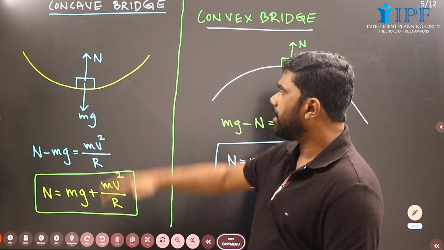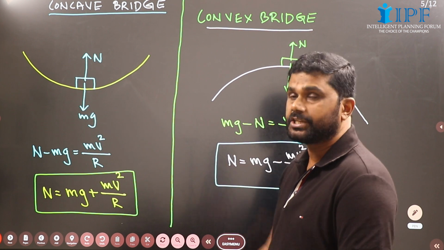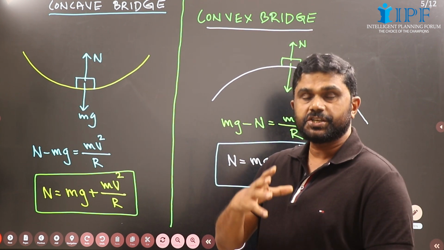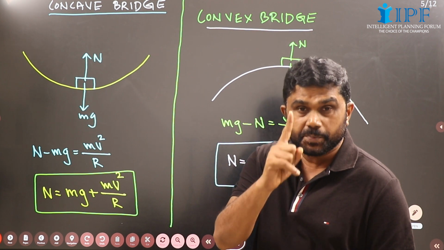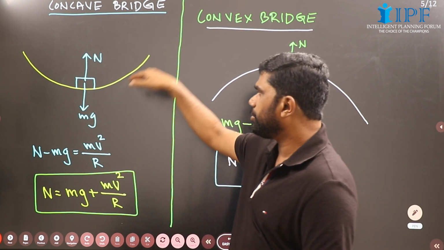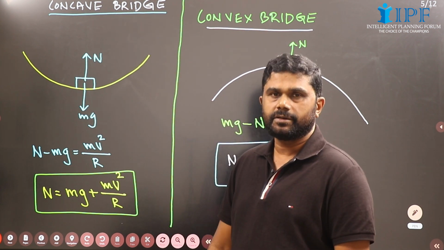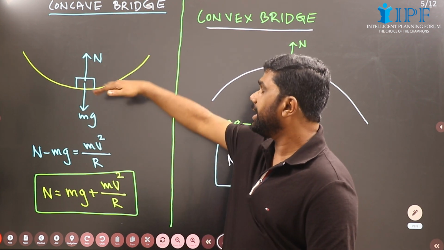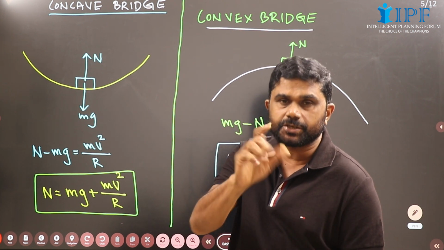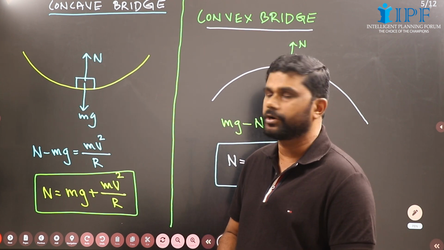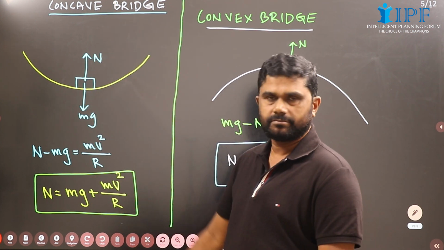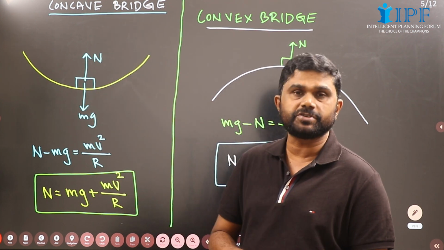When the car or any vehicle is at the lowest point of the bridge, it is moving in a circle, so there must be an unbalanced force towards the center. Here the center of the circle is above this concave side. So the resultant force must be towards the center. What are the forces acting on it? Normal reaction exerted by the bridge, and weight.